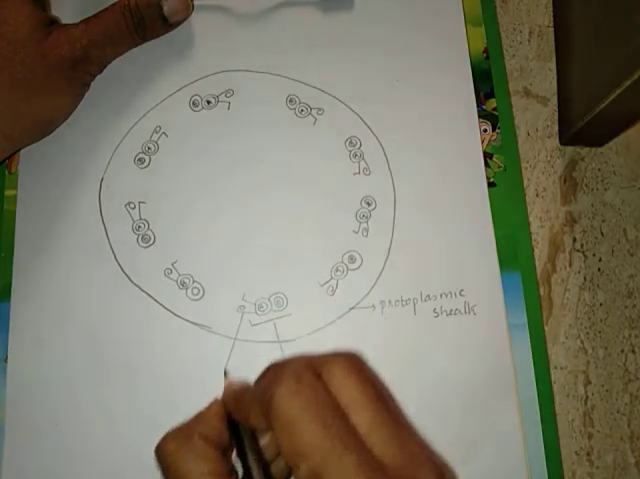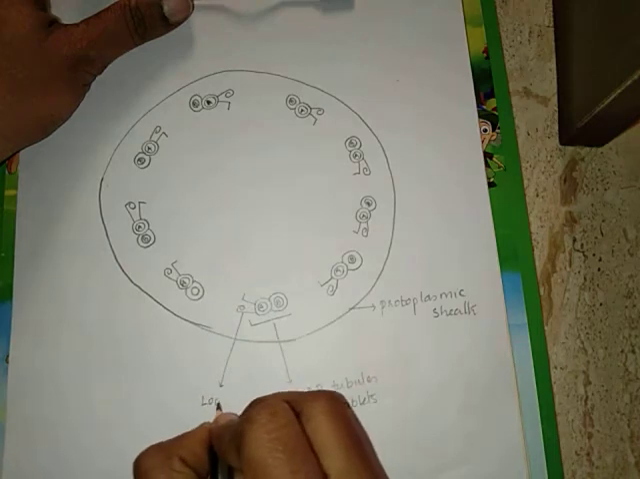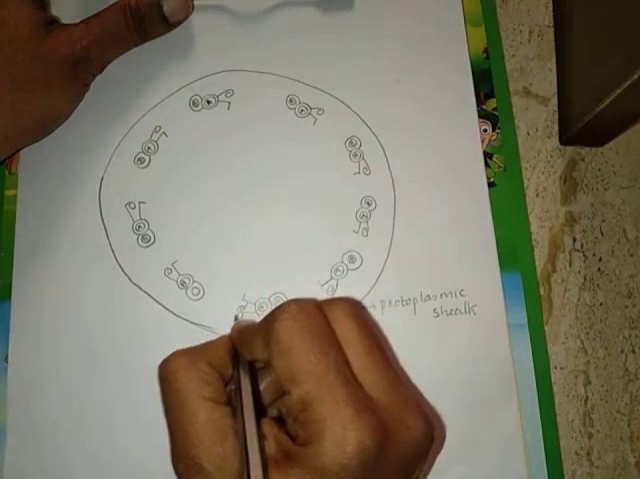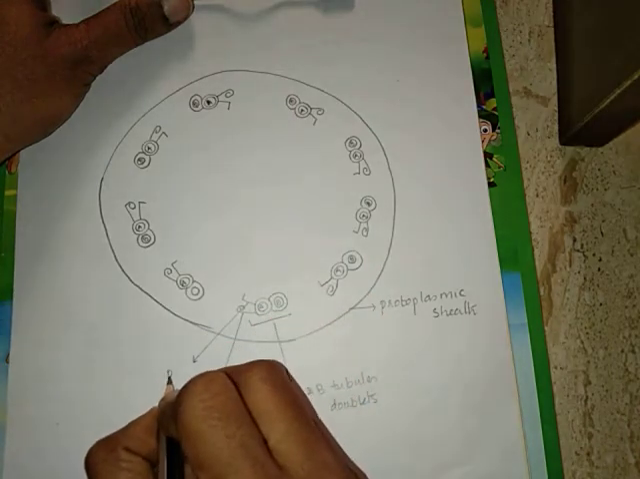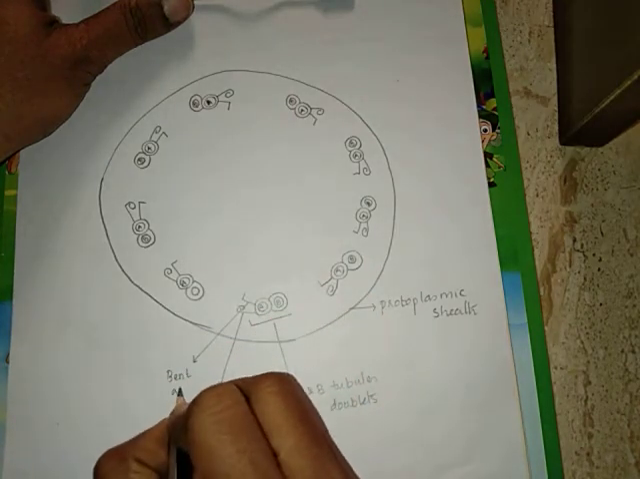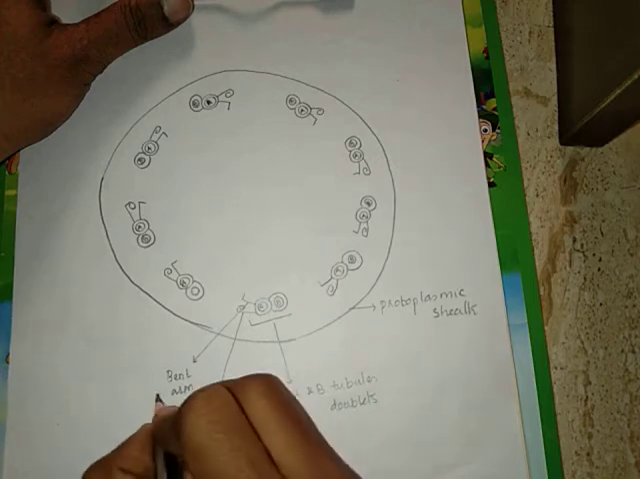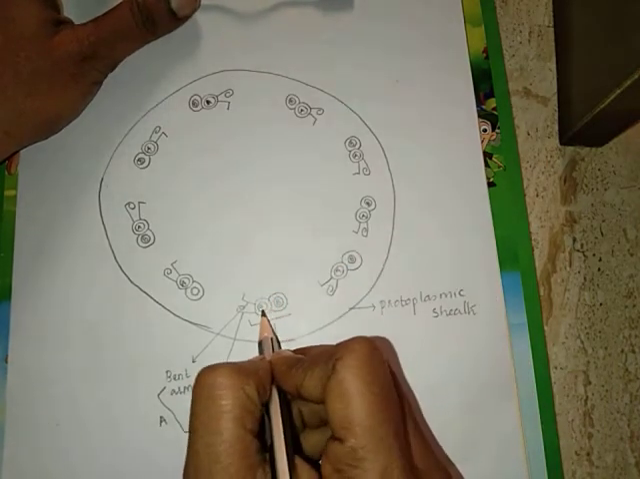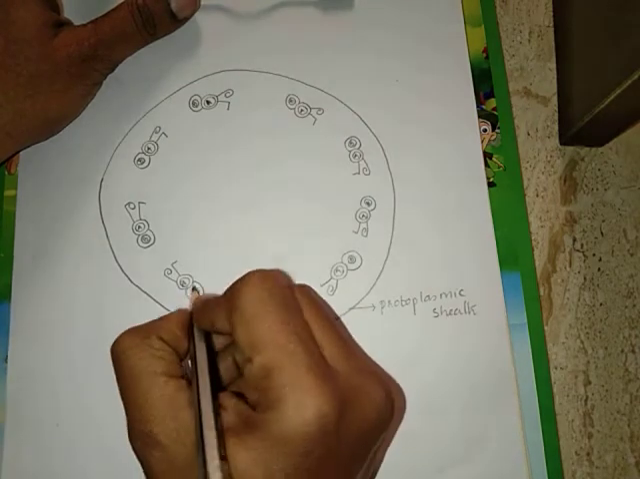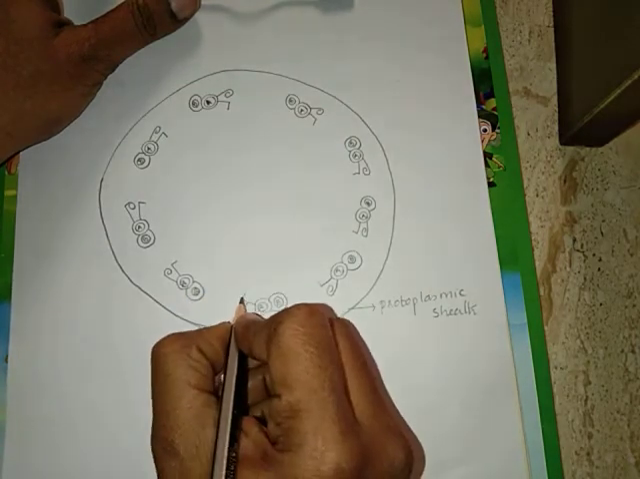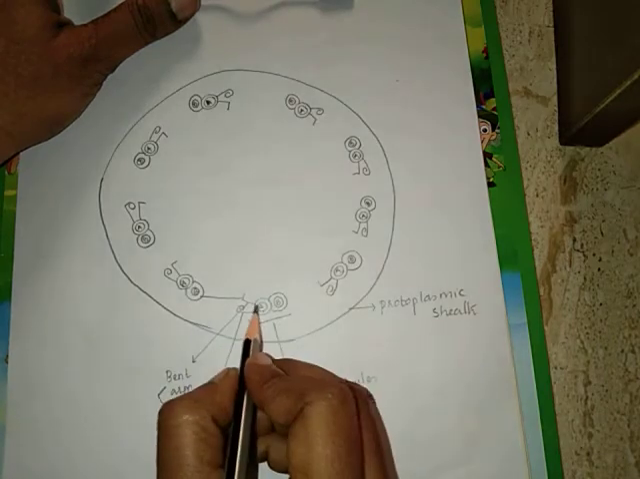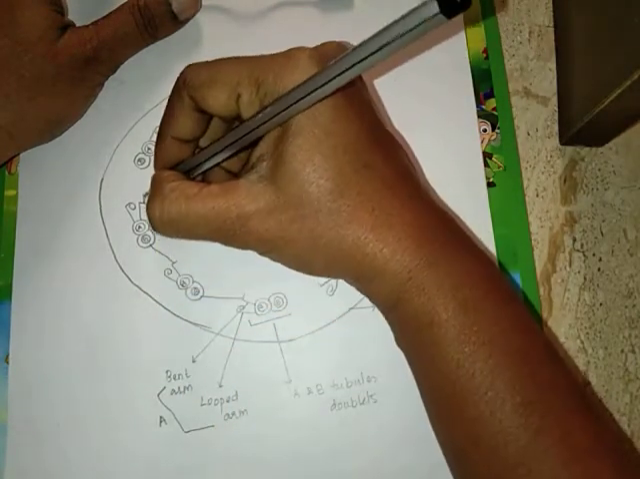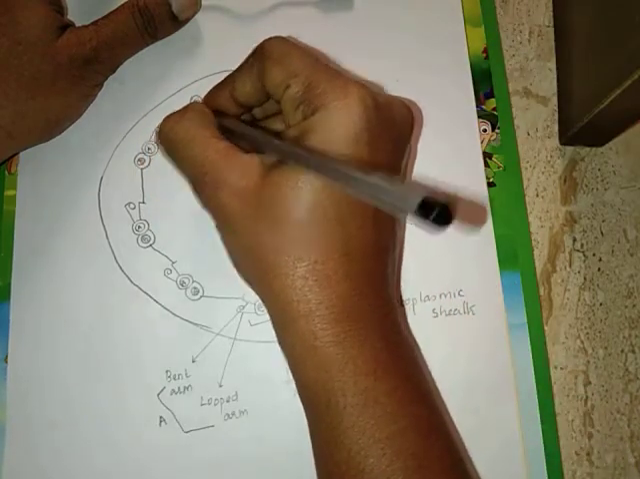In this, this is going to be the looped arm, this one is the bent arm of A. Both of these are present in the A tubule. Now the bent arm of the A tubule will be connected to the B tubule of the next doublet. So from this bent arm, to the B of the next one, there would be interconnection.